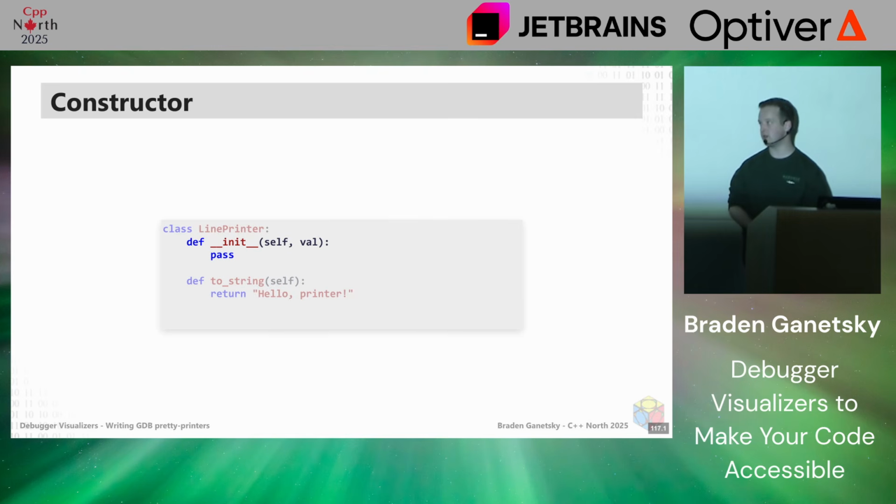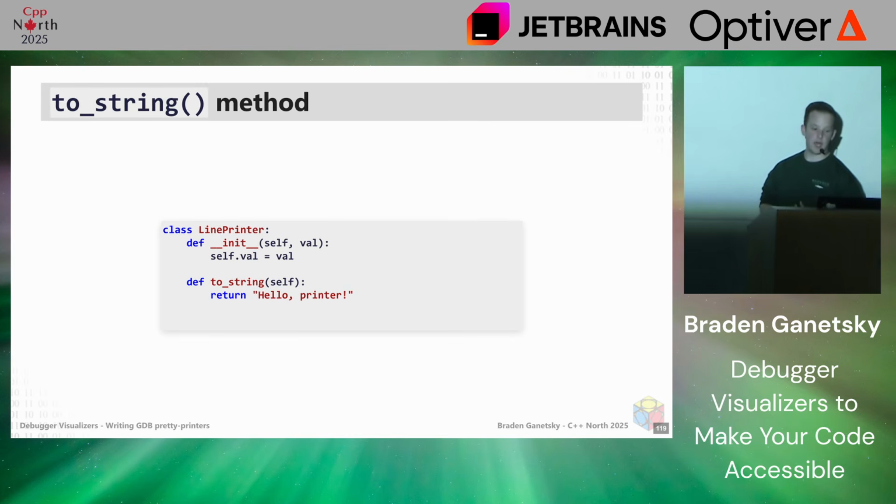Let's start with this constructor. What is val? Val is the object that you have, or rather, it's a handle to the object that you have inside the debugger. So we should probably store it inside the class. Do self.val equals val. Obviously, it doesn't have to be named val. That's just convention.